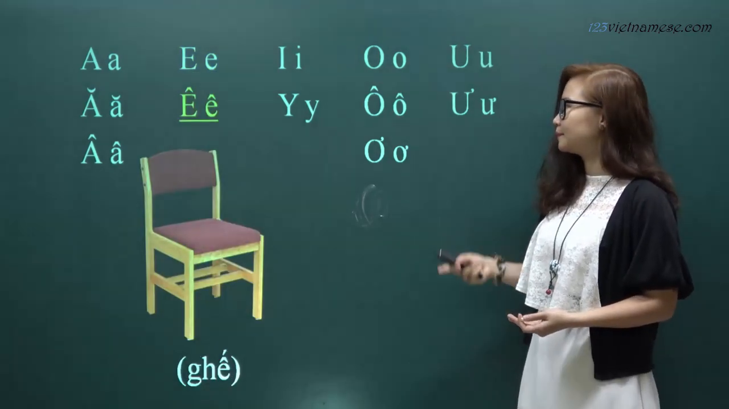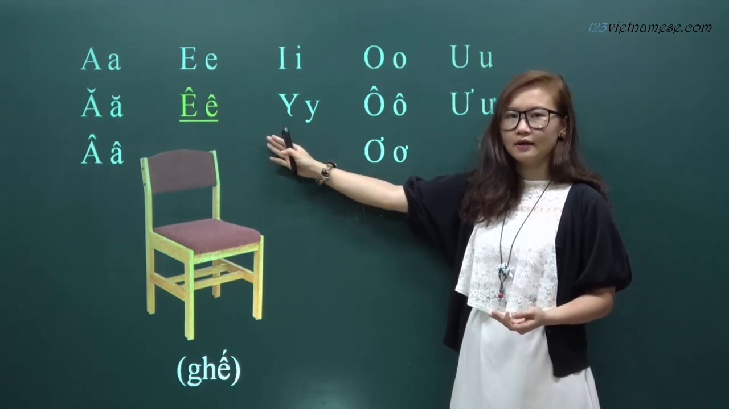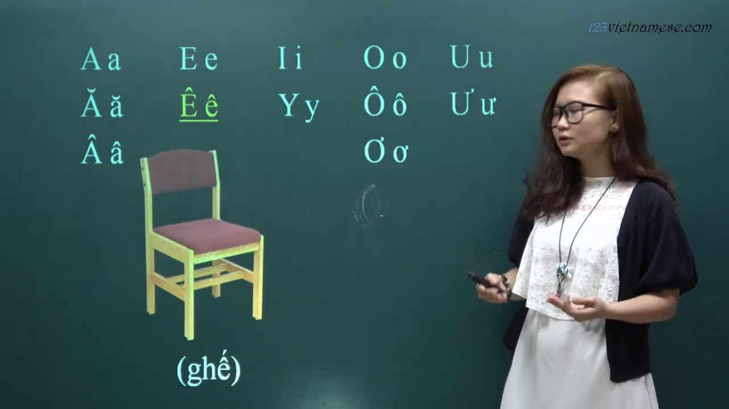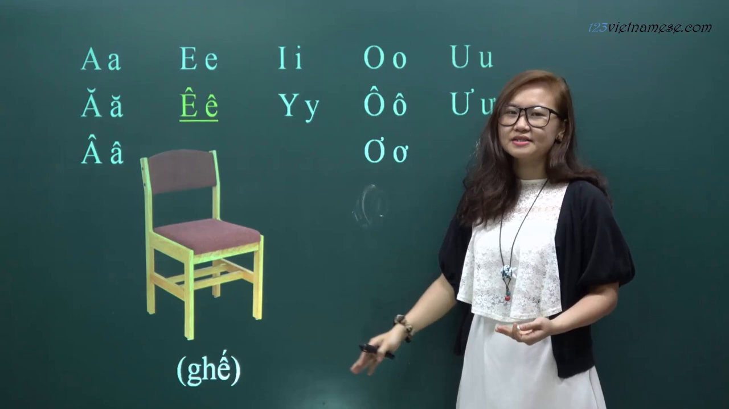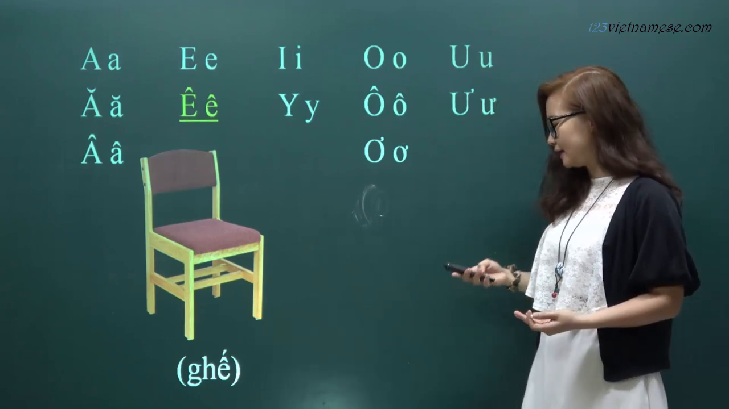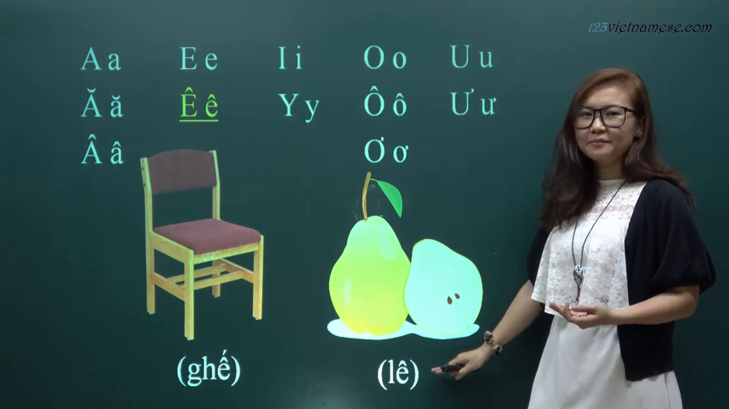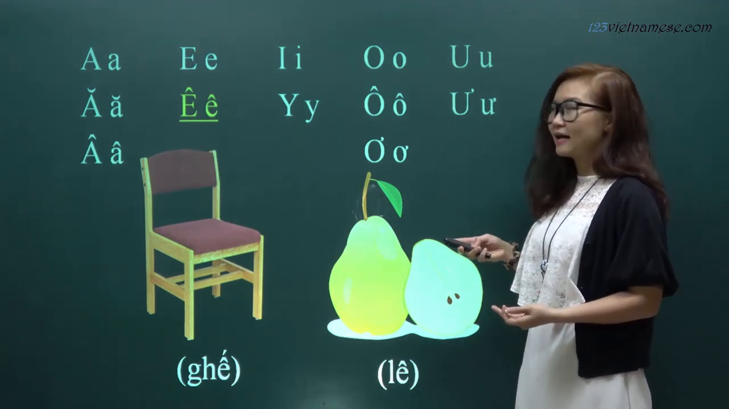Next, ê. There are some examples of this sound. For example, ghế. Ghế means a chair. And lê. Lê means a pear.